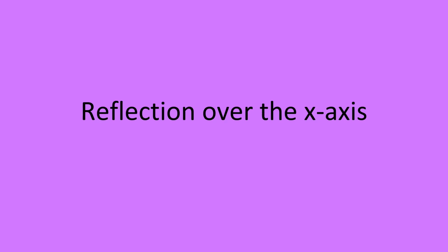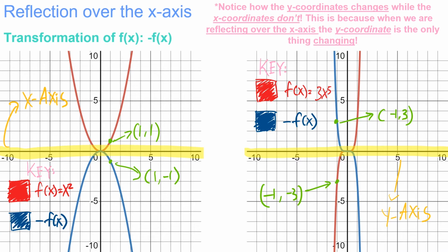Here is reflection over the x-axis. The transformation of f of x is negative f of x. Notice how the y-coordinates change while the x-coordinates don't. This is because when we are reflecting over the x-axis, the y-coordinate is the only thing changing. So you can see that I highlighted the x-axis for both of these graphs.